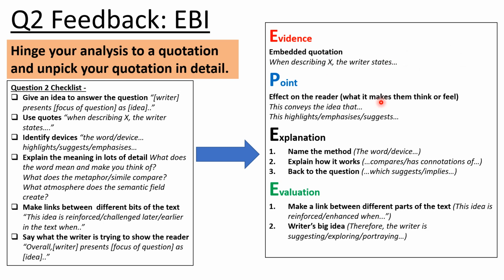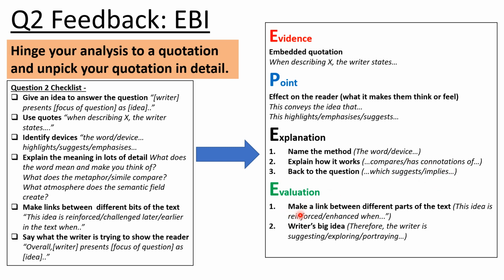You say what effect this quote has on the reader, what it makes them think or feel. So you can say this conveys the idea that, or this highlights, emphasizes, and suggests. Then we're going to explain. So we're going to name the method, so the word or the device, explain how it works. What is it comparing? What does it have connotations of or associations to? What is it personifying it as? What is the semantic field here? And then you're going to link back to the question. What did it tell us about the garden, or the focus of the question?